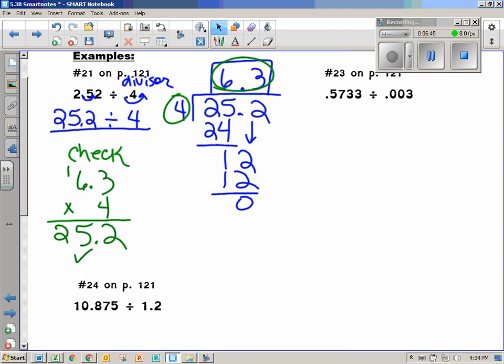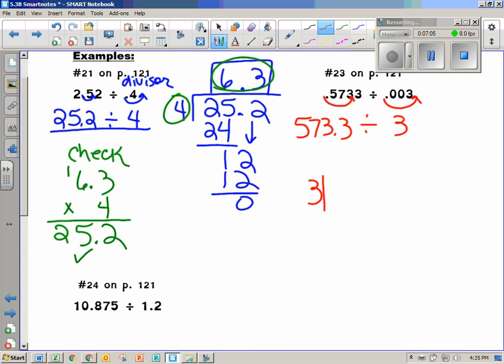All right, let's try the next one. Remember, the divisor is the number you're dividing by. So we've got to move the decimal 3 places over to make it a 3. So this one has to move 3 places over. So that'll be 573.3. Then you just write it as long division and start the process. 573.3.